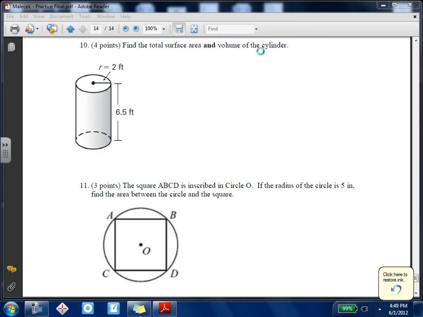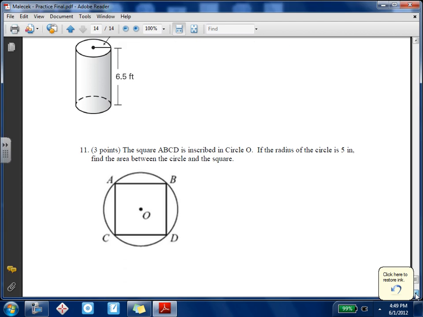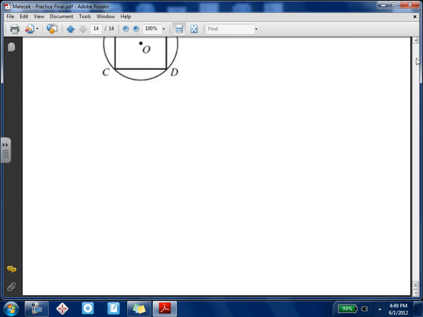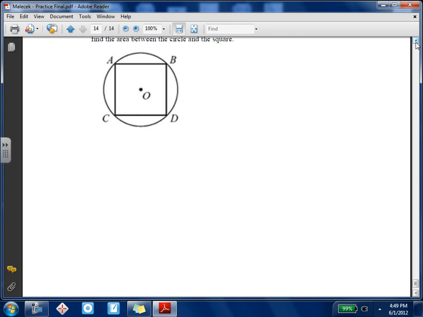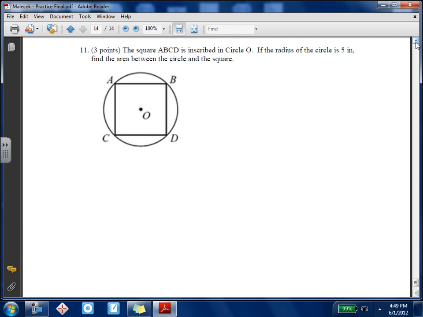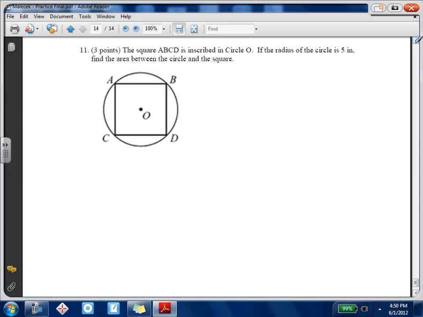The last problem is going to take up some room, so let me scroll up. Whoops, a little too far. The square ABCD is inscribed in circle O. Inscribed means that it's drawn inside. If the radius of the circle is 5, find the area between the circle and the square. Well, the area between the circle and the square is this stuff right here.